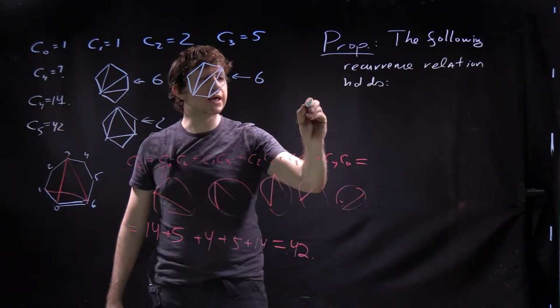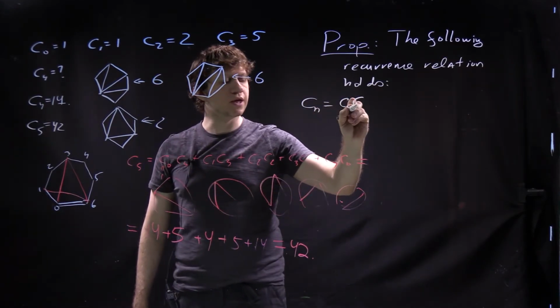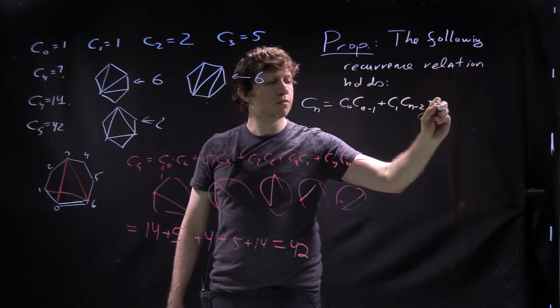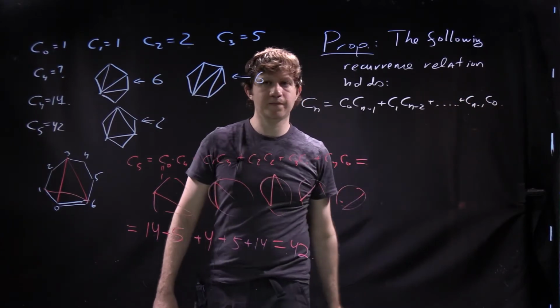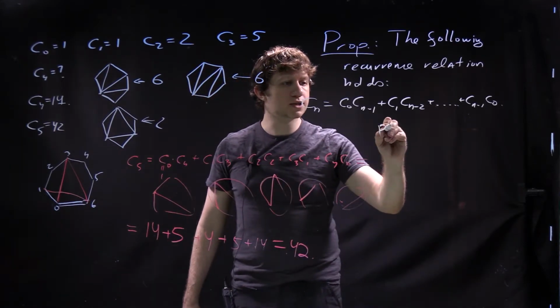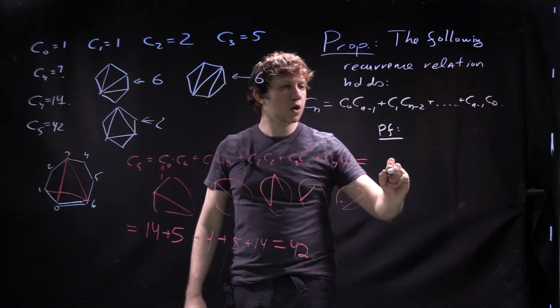So if we want to compute Cn, that equals C0 Cn minus 1 plus C1 Cn minus 2 plus and so on plus Cn minus 1 C0. And the proof is, of course, just to repeat the same argument.